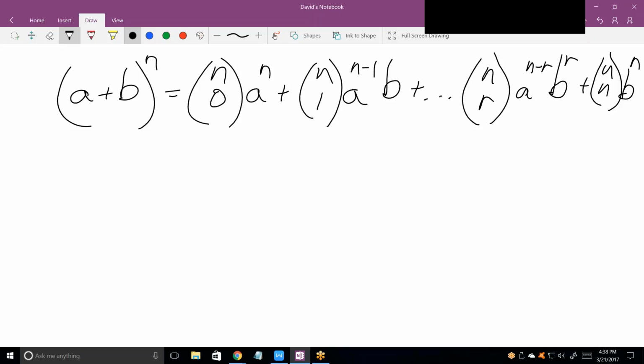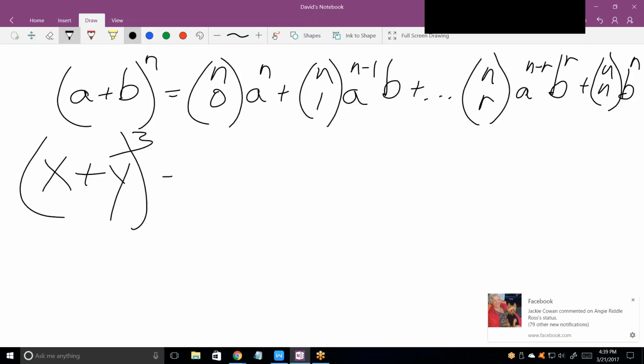Okay? Now, that is extremely complicated looking. And no human in their right mind knows how to do this unless they just do it specifically, one term at a time. So let's figure out, as an example, what this would be. In other words, a is x, b is y, n is 3. So fill in everything.